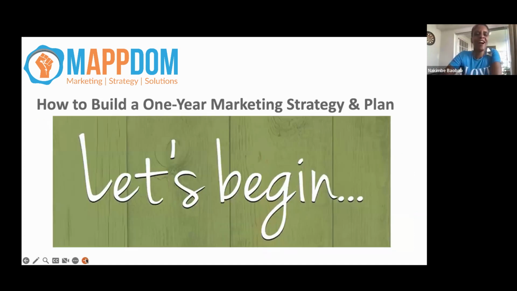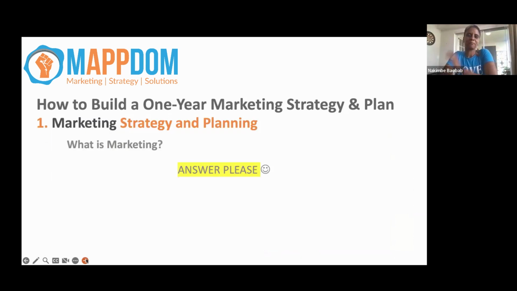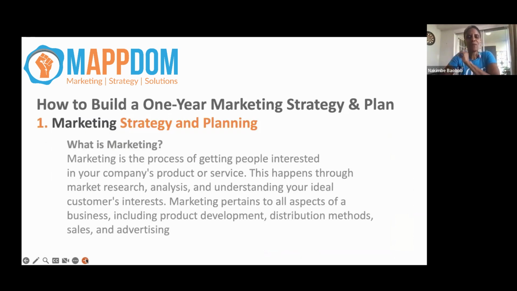So anyway, let's begin. All right, so we already talked about this. We talked about what marketing is. So marketing is the process of getting people interested in your company's product or service. And this happens through market research, analysis, and understanding your ideal customer's interests. It pertains to all aspects of your business, including product development, distribution methods, sales, and advertising. That's something some people are not aware of.